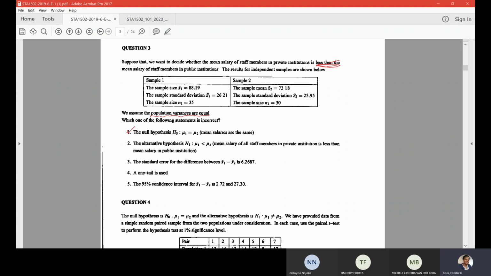The alternative, looking at what the question said on the alternative, let's look at the question. The question said it is less than. And what is less than? Less than looks like that. So the alternative says that the mean of the private institution is less than the mean salary of the public institution. So since it says less than there, therefore this is also correct.